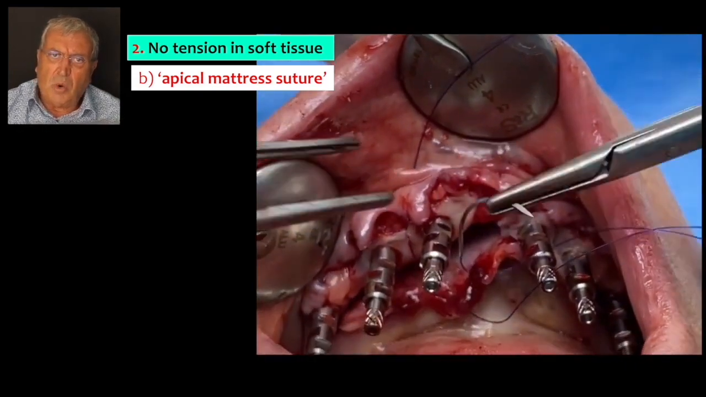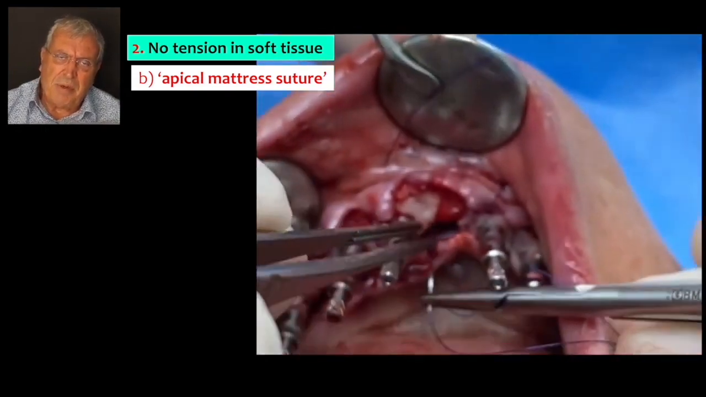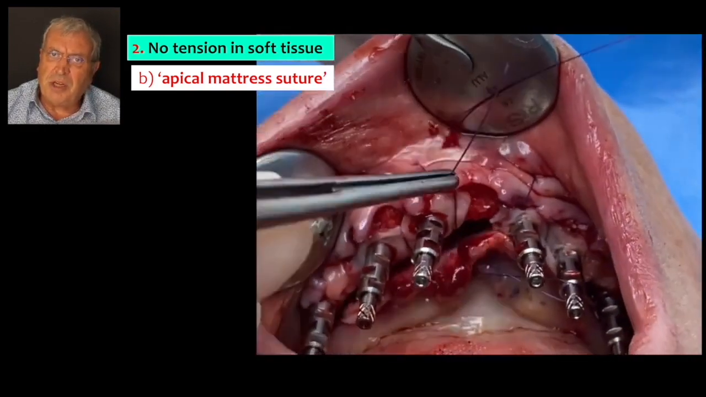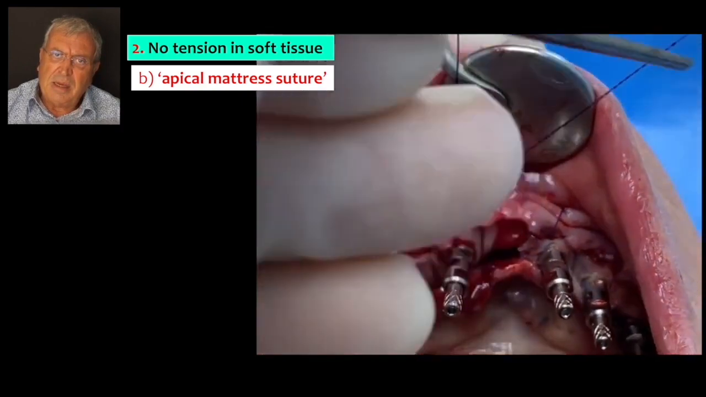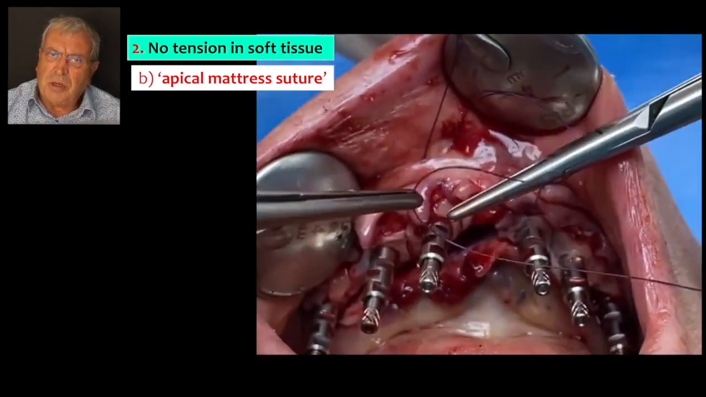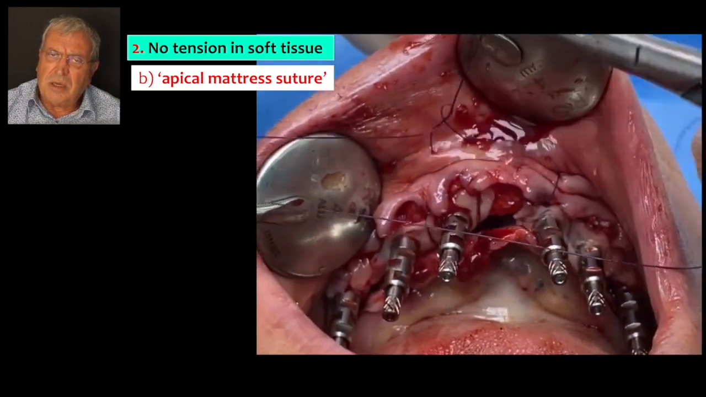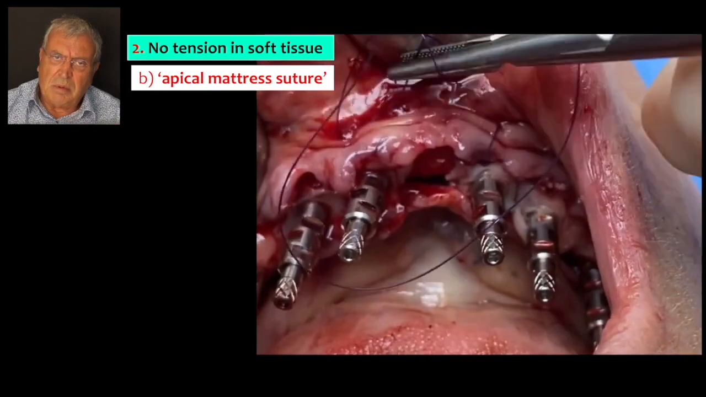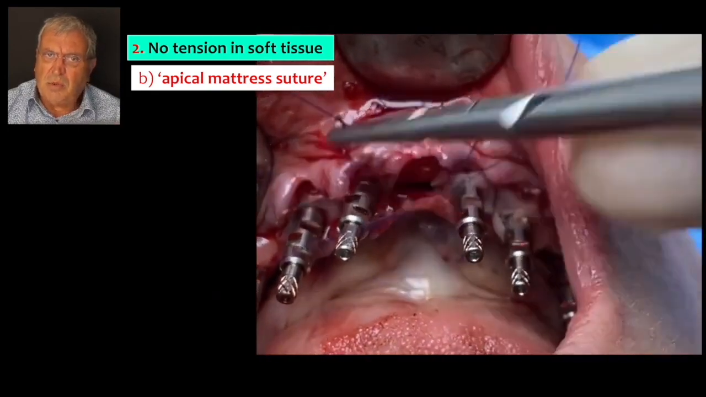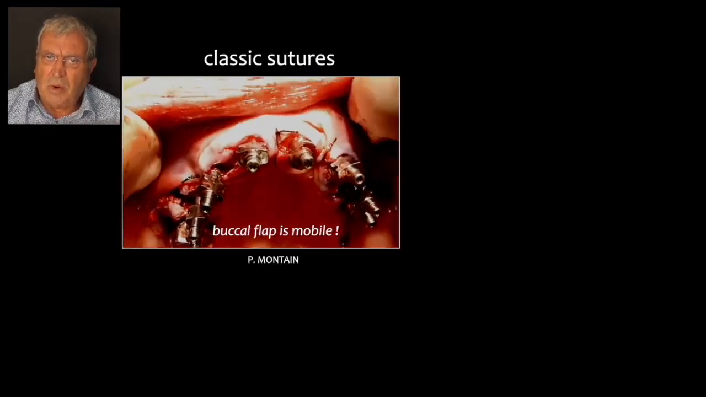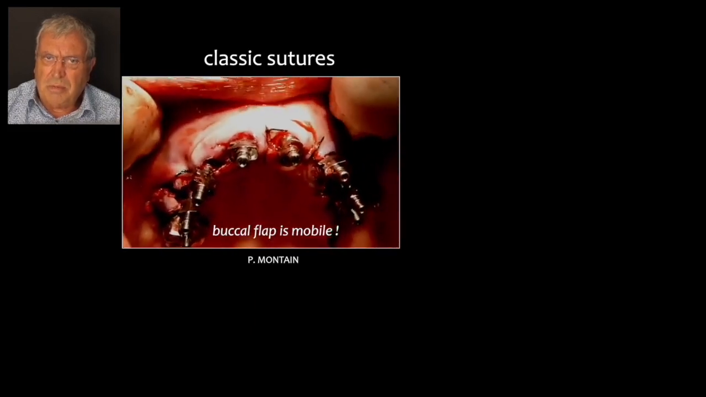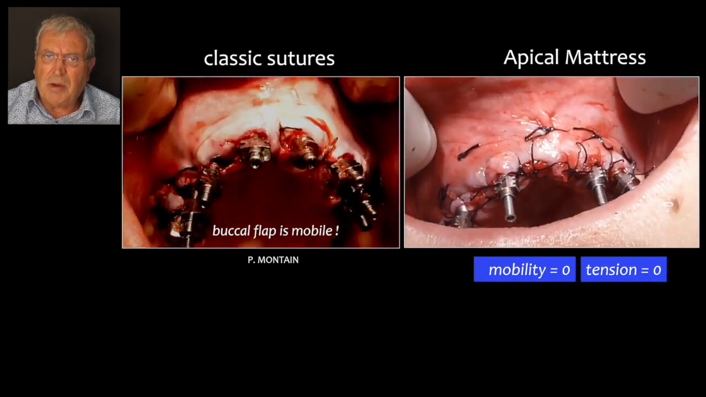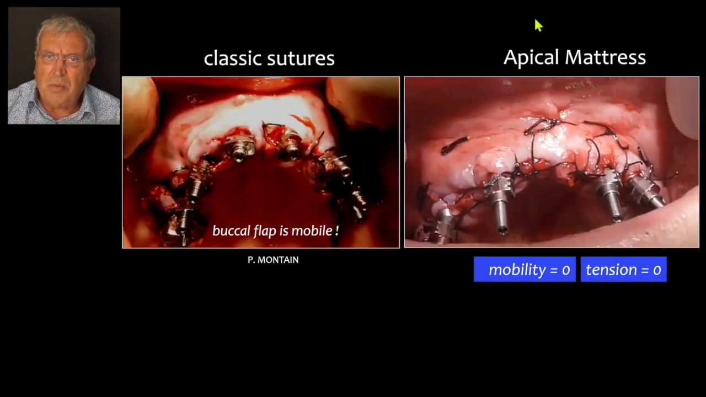It's a horizontal mattress, but very deep into the vestibule, 1.5 centimeter from the margin, and then we stop all the tension because the flap is fixed very deep into the vestibule. This is a case with a classic suture. And look, when we change to the apical mattress, then we see that in the buccal zone, there is no tension and no mobility.